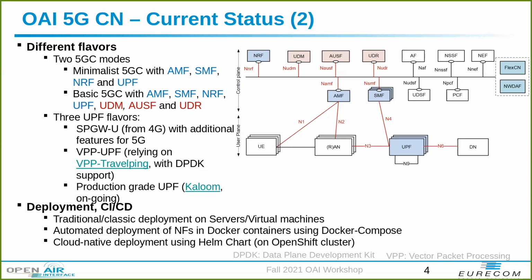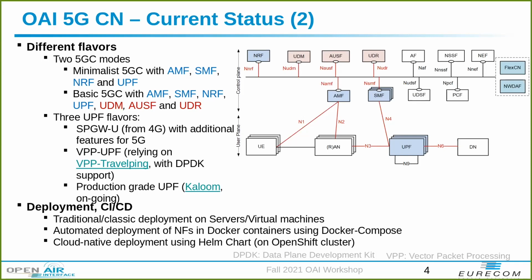And for the user plane, we have 3 different flavors. SPGW-U from 4G, which is a simple implementation, easy to deploy, but with limited performance. The second flavor, VPP-UPG with DPDK support to achieve better performance. And finally, a production grade UPF from Kaloom. Again, we can find more detailed information about the user plane function in lab 2 with Rohan.